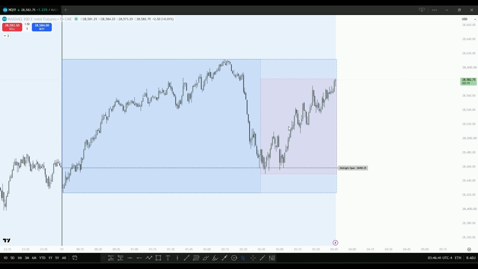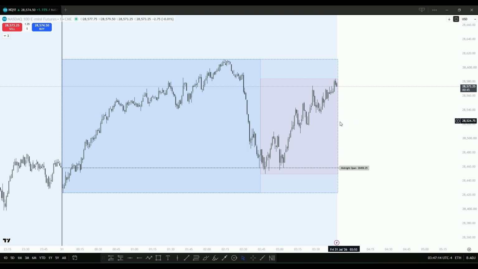And we're going to use one very well known, probably familiar tool for many of you, and that of course is SMT. Okay, so we're talking about a standard SMT divergence between the asset that we're trading, in that case it will be NASDAQ, and ES, so the correlating asset to whatever you're trading. In my case, the correlating asset is ES.